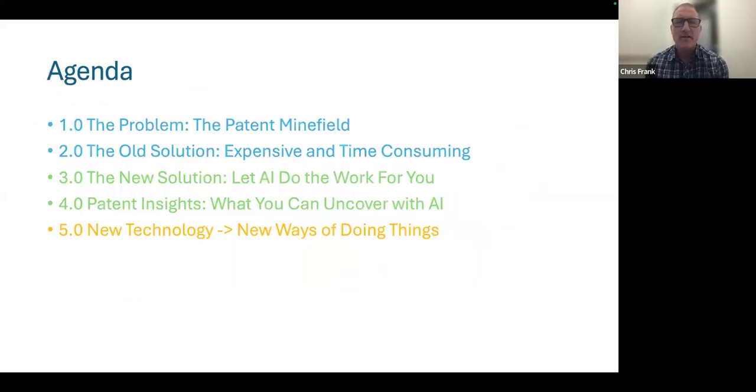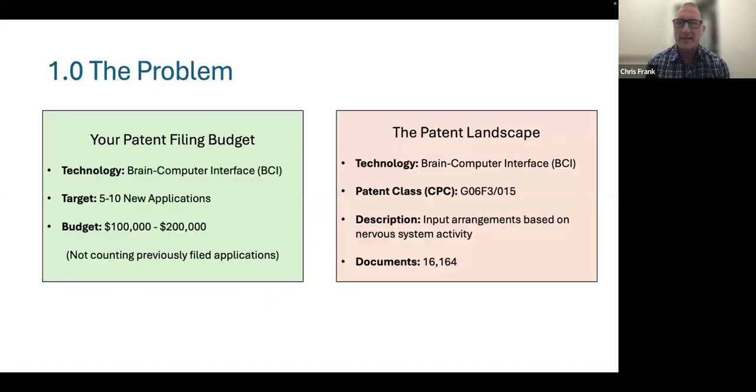Here's our agenda. First and foremost, we're going to talk about the problem, which is filing patents into the patent minefield. And then we're going to talk about the new solution, which is using AI to help you navigate that patent minefield. And finally, we'll show you how to use this new technology as a new way of doing things. Okay, let's get started. First of all, the problem.